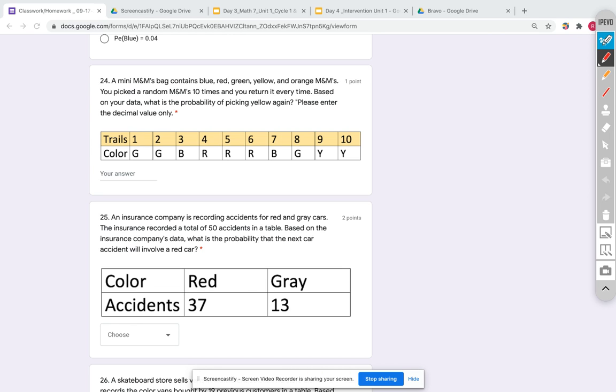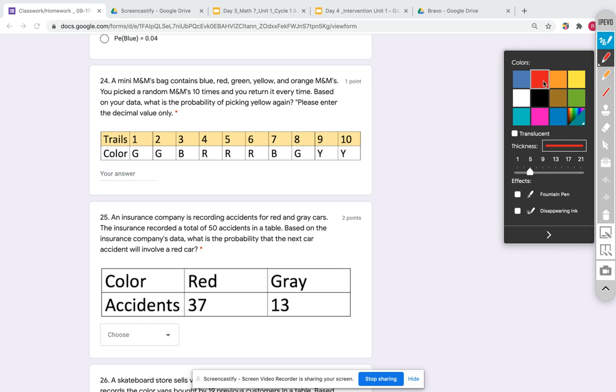Okay. I hope you had enough time. You should have had enough time to have read it. So, based off what you read, what is the question asking you to find? I hope you're able to tell me that based on your data, it's asking you to find the probability of picking yellow again. So, actually, let me use purple.